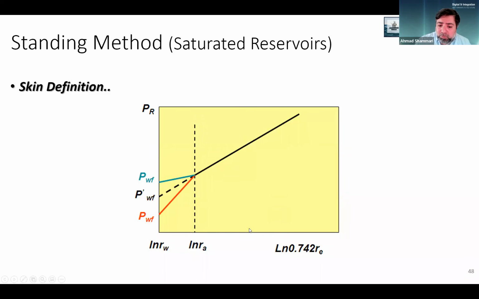So this straight line on the log distance plot: if there is no skin, for zero skin, it will continue, right? The straight line will continue until we reach the wellbore. But of course, normally we have a skin. The positive skin is when we have damage around the wellbore. So the slope of the pressure drop will start to go down, which means we are going to have an additional pressure drop, so the flowing bottom hole pressure will become less. But if we have stimulation, or let's say better or less drawdown, then the rate of pressure drop will become less, and that's why we will have what we call negative skin.